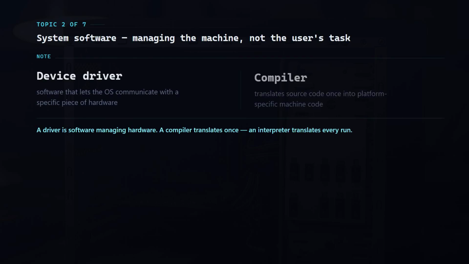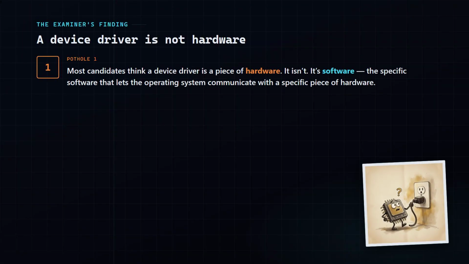System software is everything that manages the computer itself, rather than doing a specific job for the user. The operating system, device drivers, and the compilers and interpreters that translate the programs we write into something the machine can run. Here's the first documented finding.